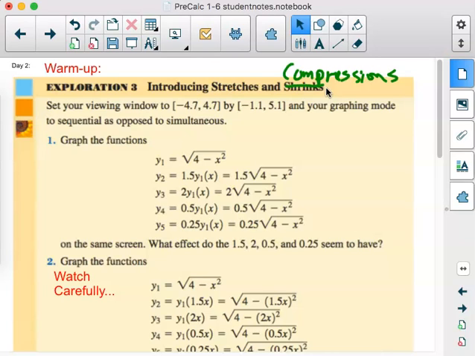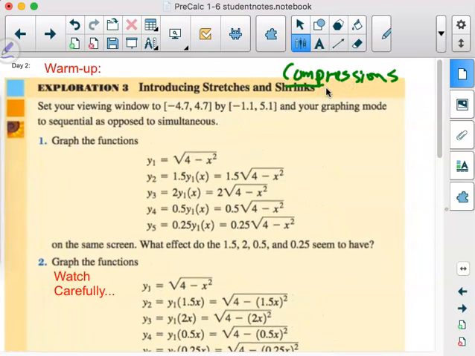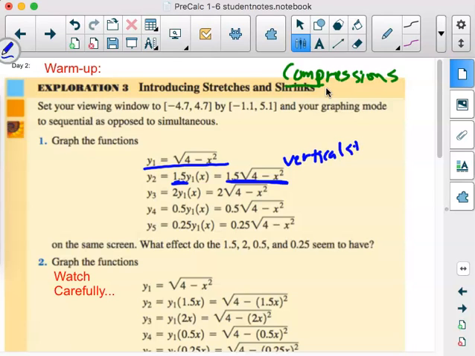Set your viewing window. Let's not even worry about any of that. But what we would want to do is take a look at this and say, all right, if this is my parent right here, what's it going to do if I put a 1.5 in front of it? What will that accomplish for that graph? And here's what we know from past experience. We know that that 1.5 would be greater than 1, and so that would mean this would get a vertical stretch factor of 1.5. And we would absolutely see that in the graph. So if you wanted to graph that, feel free.